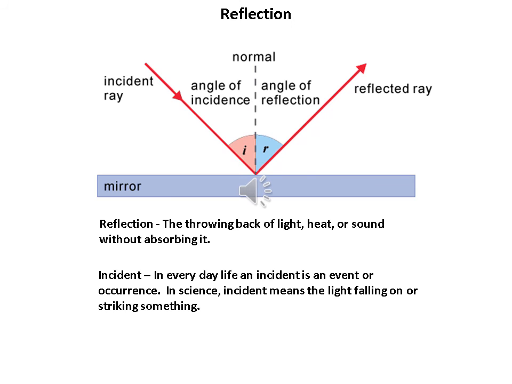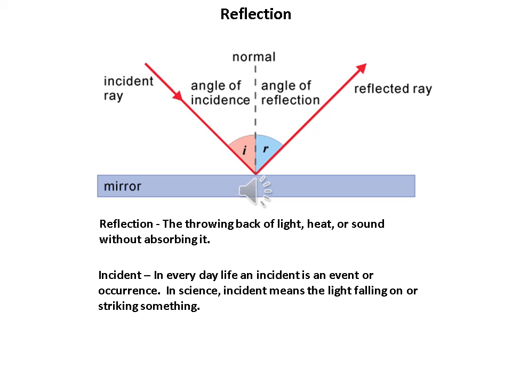And often students have some difficulty understanding what the incident ray and what the angle of incidence are. And so I wanted to define what incident means. In everyday life, an incident is an event or an occurrence. You might get into trouble and you might have to confess the incident that happened while mom and dad were gone. In science, incident means simply the light falling on or striking something.